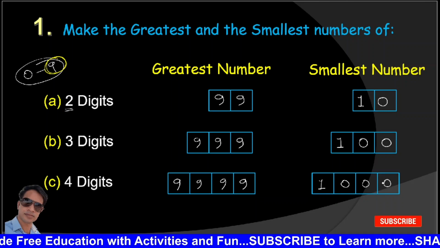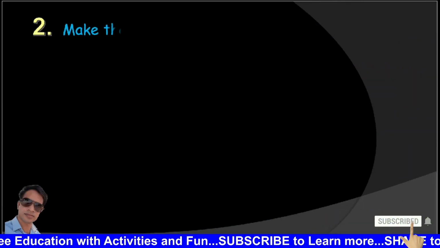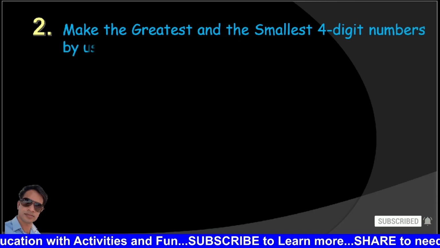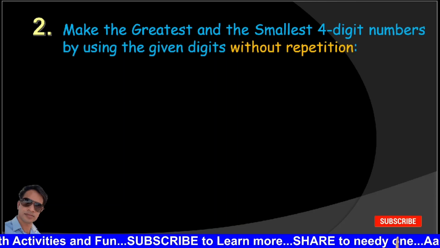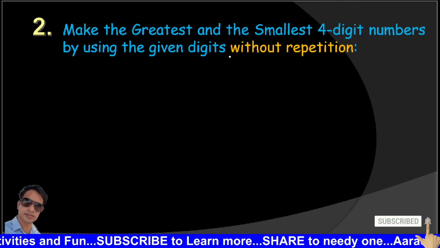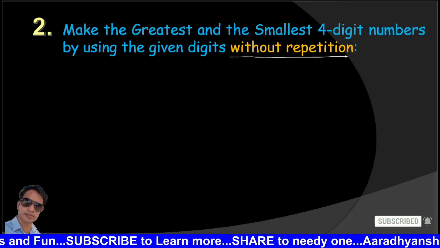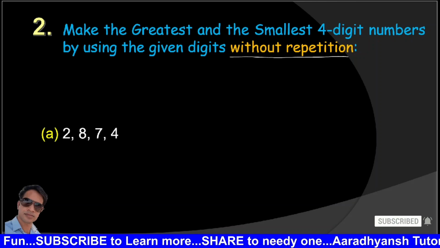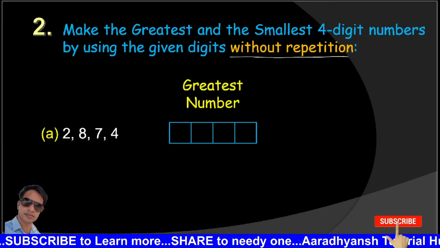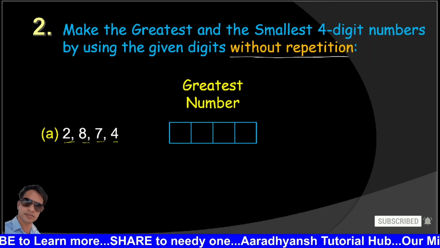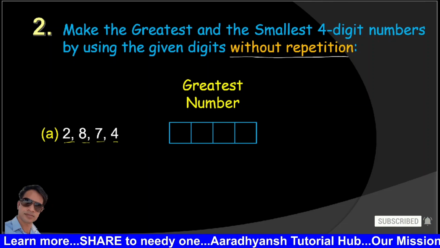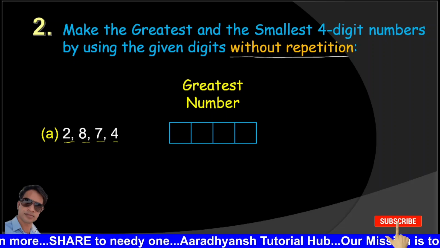Okay friends, now in the second case, make the greatest and the smallest 4-digit numbers by using the given digits without repetition. Here you cannot repeat any digits, and in the question there are already 4 digits, so we just arrange them in order to make the greatest number.